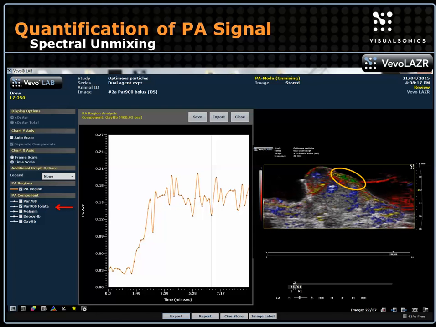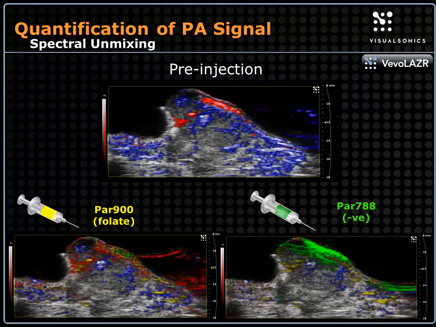We can see how quickly it's being infused, and to the extent at which it gives us signal here. So how much of it is being infused? How much signal are we getting from that component? I've put these images here just as a really quick summary. So before injection, after the PAR 900 folate injection, and then after the PAR 788 injection. So you've got all three components finally in this last image here.